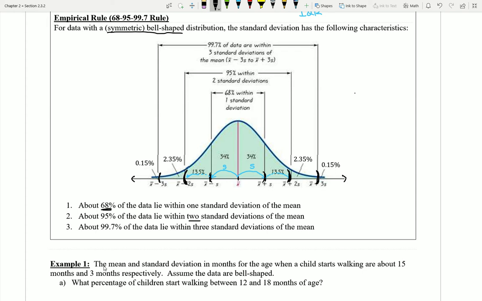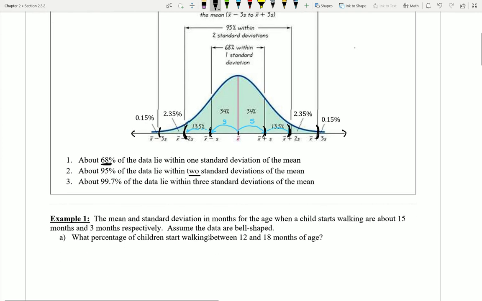All right, let's see what we have. The mean and standard deviation, measured in months, for the age when a child starts walking are about 15 months and 3 months respectively. So that would mean an average of 15 and a standard deviation of 3 months. So 15 is the average amount of time for a kid to start walking, but don't be too surprised if you overshoot or undershoot that by about 3 months. Remember, that's pretty typical. That was our interpretation of standard deviation.